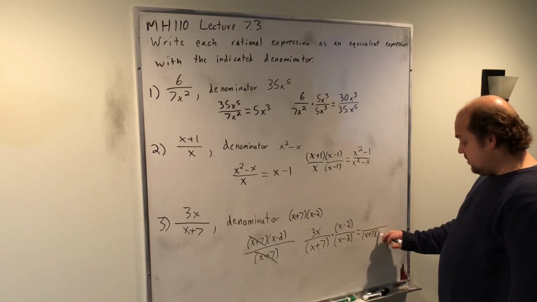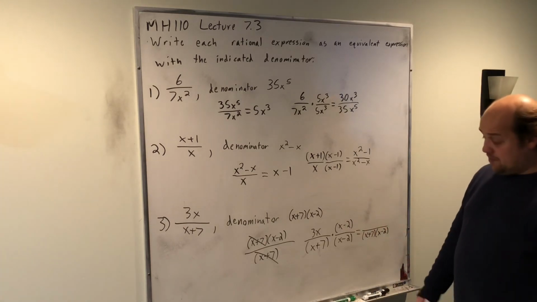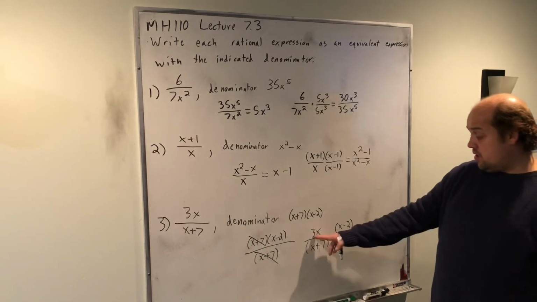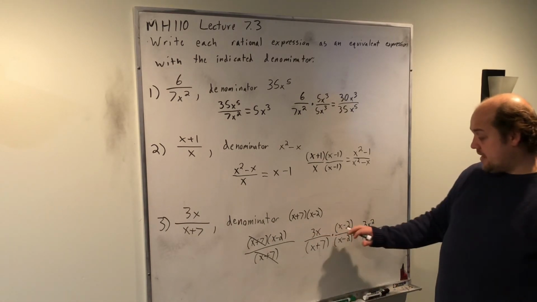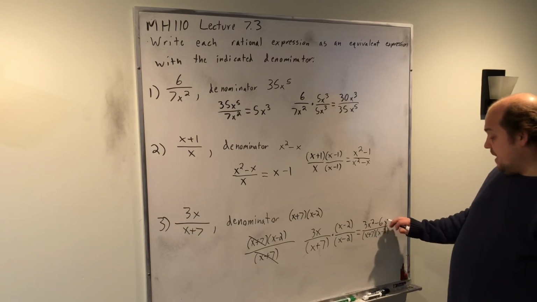times x minus 2. On top, I'm going to do out the distribution. 3x times x gives me 3x squared. 3x times negative 2 gives me negative 6x.